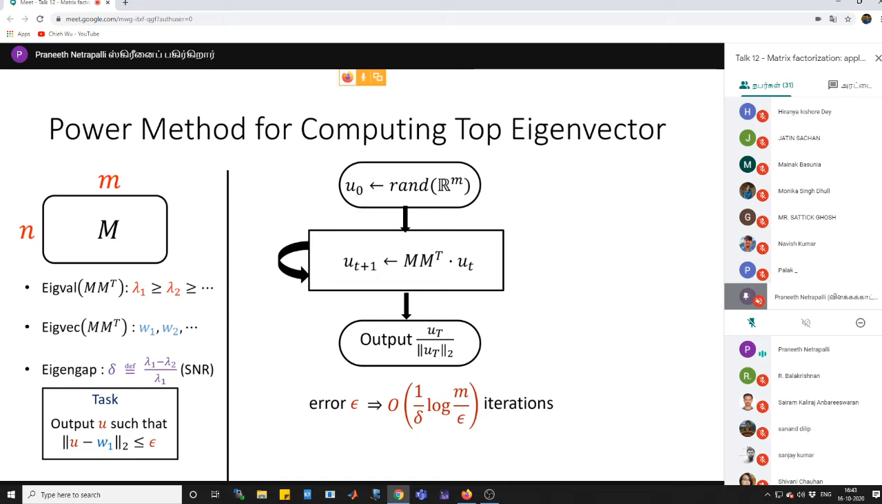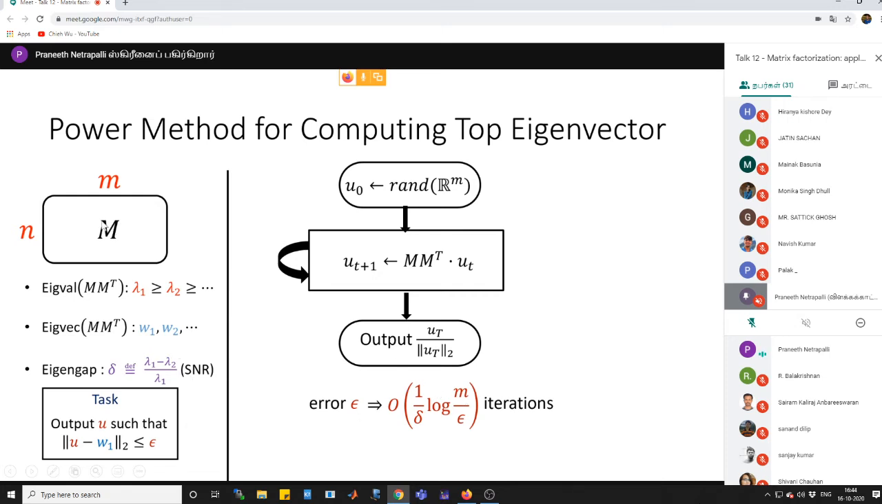Okay. And the power method is the following algorithm. You start with a random U0, and you keep doing the update UT plus 1 equals MM transpose times UT. So eventually UT plus 1 is MM transpose to the T plus 1 times U0. That's why this is called the power method. Eventually you output the normalized version of the final vector you have. And it's a very classical result that after doing this for 1 over delta log M over epsilon iterations, you'll get error epsilon. So delta here is this eigengap.